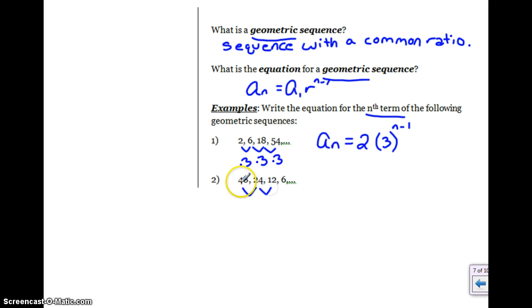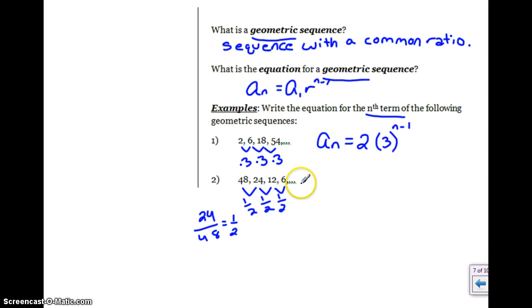Now this one looks like I am dropping. I start at 48 and I go down to 24, and I go down to 12, and then I go down to 6. So in order to find that ratio, it's probably going to be a fraction. The way that I can do that is I can take the second number, 24, and divide it by the first number, 48. That reduces down to 1/2. So I know that my common ratio is 1/2. If I multiply 48 by 1/2, I get 24. If I multiply 24 by 1/2, I get 12. If I multiply 12 by 1/2, I get 6, and so on.